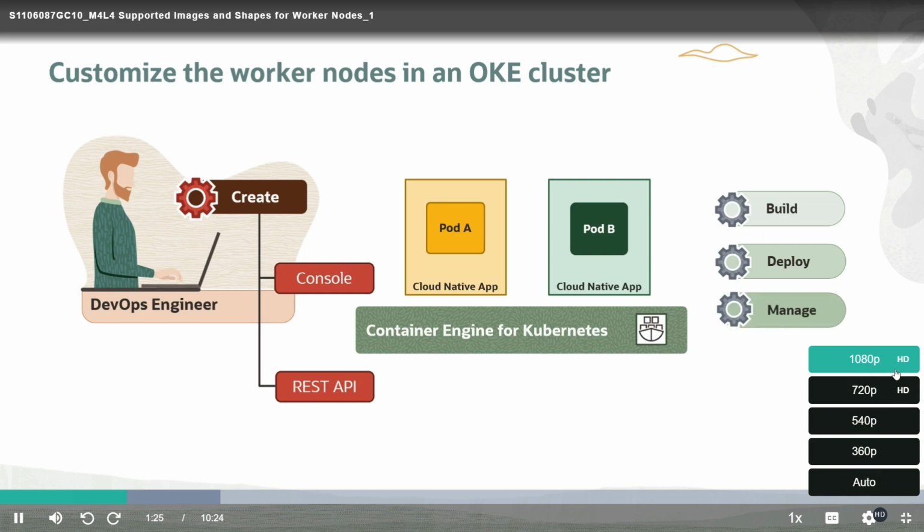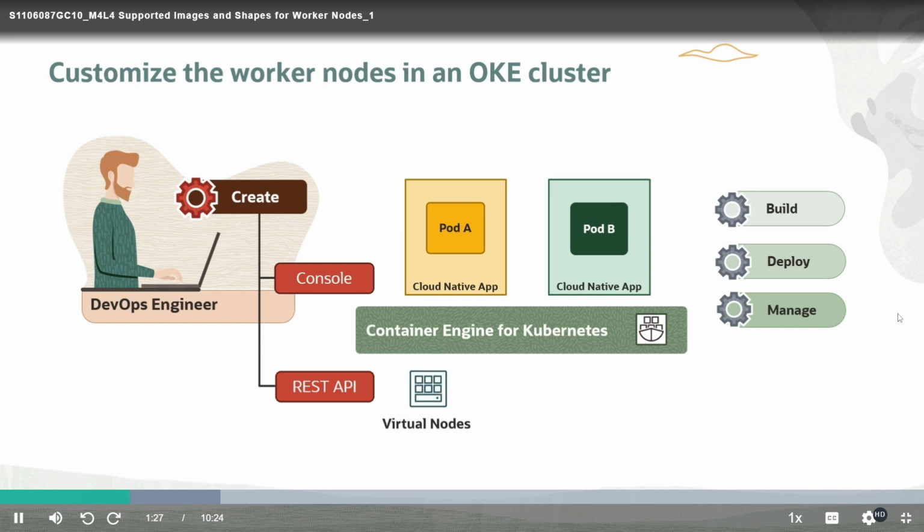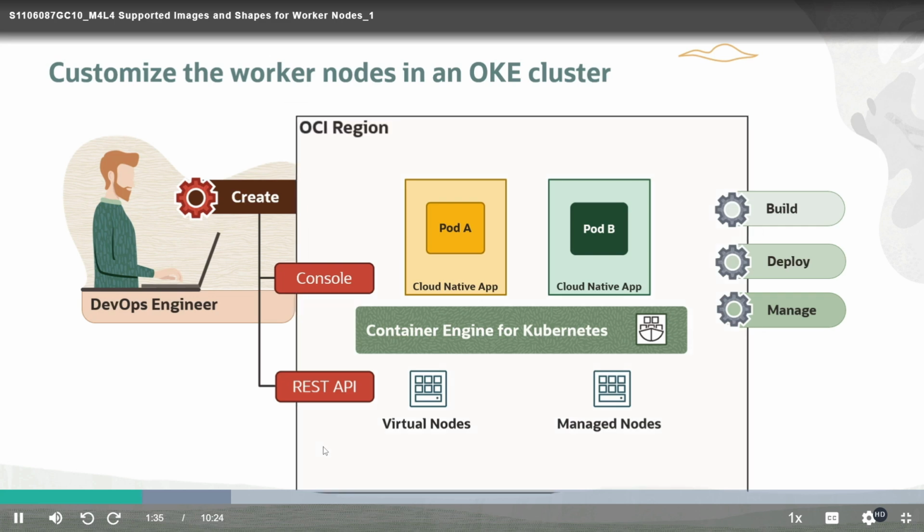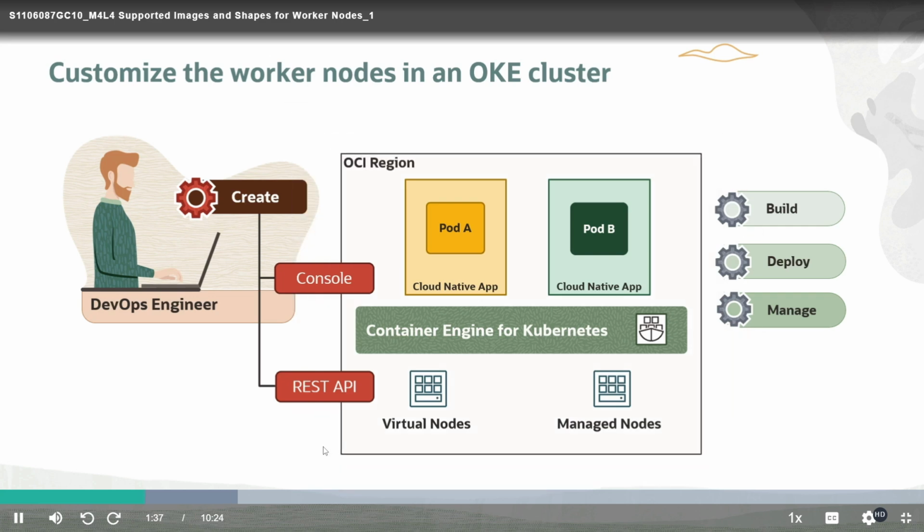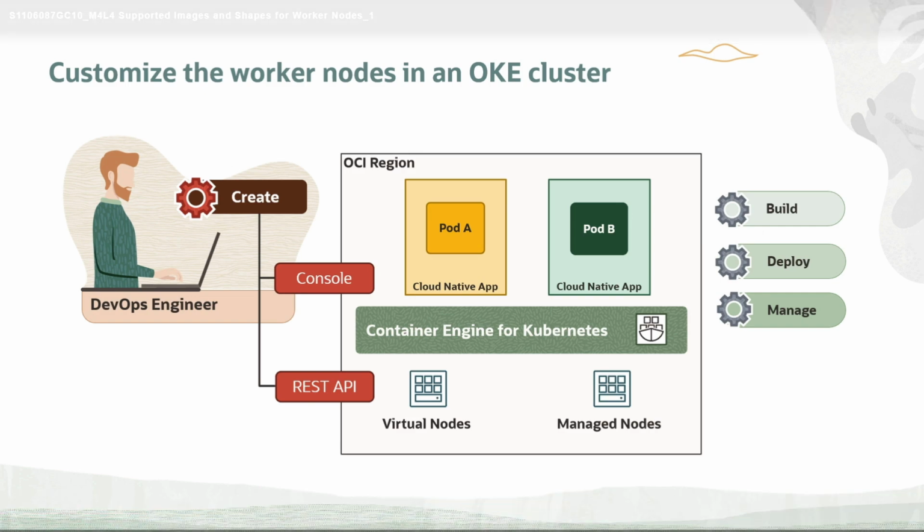You have the option to specify whether applications should run on virtual nodes or managed nodes, and Container Engine for Kubernetes efficiently provisions them on Oracle Cloud Infrastructure within your existing OCI tenancy. This flexibility ensures that you can adapt your OKE cluster to suit the specific requirements of your projects and workloads.